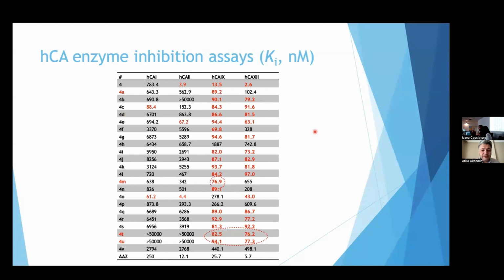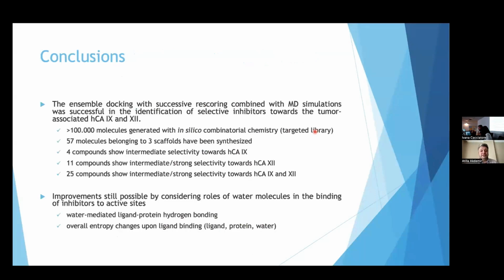So that brings me to the conclusions of the study. Using these ensemble screening with successive rescoring procedures and also in silico combinatorial chemistry, ligand generation procedures, we have constructed a targeted library of potential CAIs containing more than 100,000 molecules. These are unique molecules, not tautomers or isomers of each other. We performed some docking studies and we selected 57 molecules belonging to 3 different scaffolds for synthesis. These compounds were synthesized and then tested, and this is the outcome.